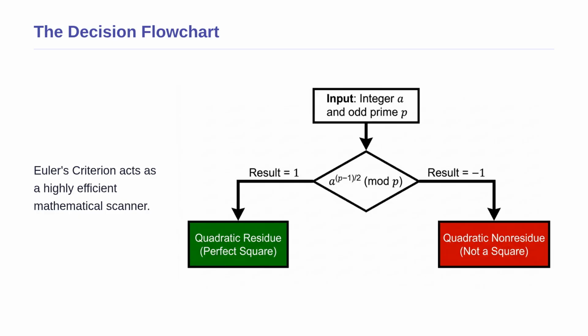Let us visualize this process. You can see the flowchart starting with our inputs, the integer a and the odd prime p. We feed them into the central decision engine, which calculates a to the power of (p minus 1) over 2. The modular arithmetic forces the output down one of two paths. A result of 1 guarantees the number is a perfect square, leading to the green box. A result of negative 1 guarantees it is not, leading to the red box. This elegant theorem eliminates the need for exhaustive guessing.